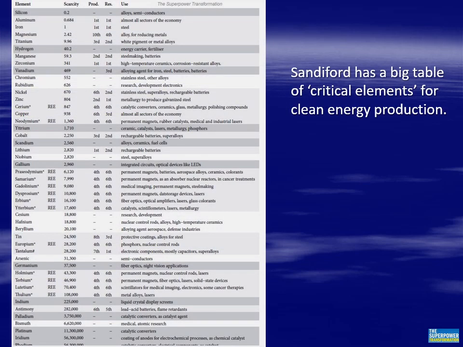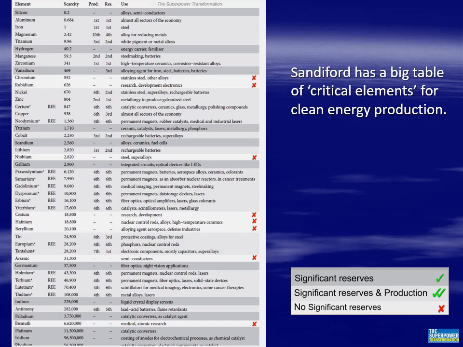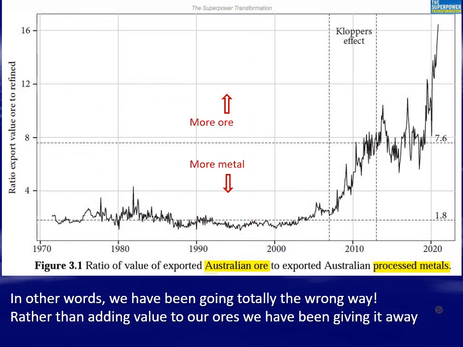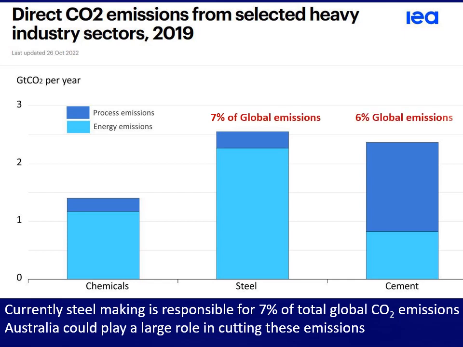Another chapter in the book is by Mike Sandiford. It's got a big table of all the critical elements needed for clean energy production. He points out that in Australia, okay, some of them we don't have much of, but a number of them we have significant reserves, and a number of them we have not only significant reserves, but we already have the production in place. Funny looking graph, but basically this is telling us that instead of exporting processed ore as metal, over the last couple of decades at least, we've been just shipping out the ore and, of course, then importing it as metal. Other sources of CO2 emissions include particularly making steel, as we've just been talking about, making chemicals, and making cement.